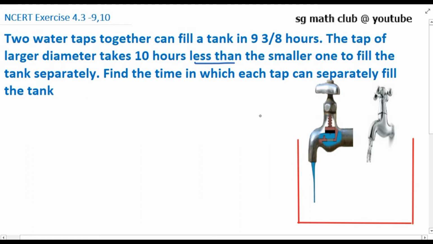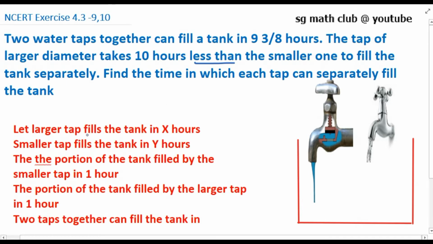So you can see two taps, one with larger diameter and one with smaller diameter. Definitely the tap with larger diameter takes less time to fill the tank than the smaller one. So let's see how to solve this problem using a quadratic equation.